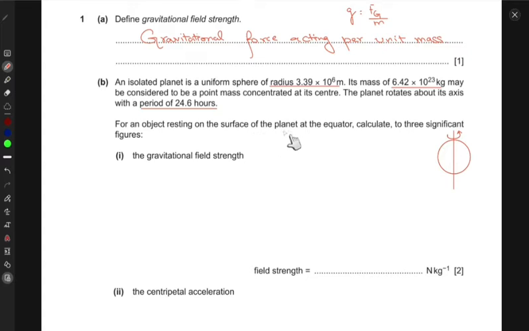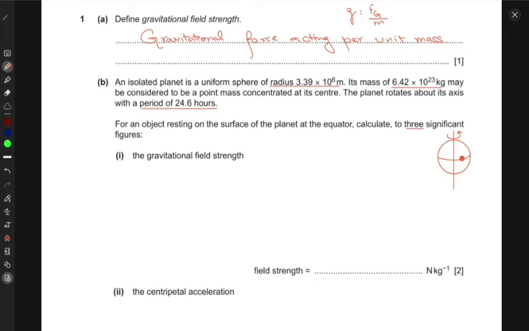For an object resting on the surface of the planet at the equator, suppose that this is the equator, and there is an object sitting on this equator, and it's resting, as in its velocity is 0 itself, and we are to calculate the gravitational field strength up to 3 significant figures, right?